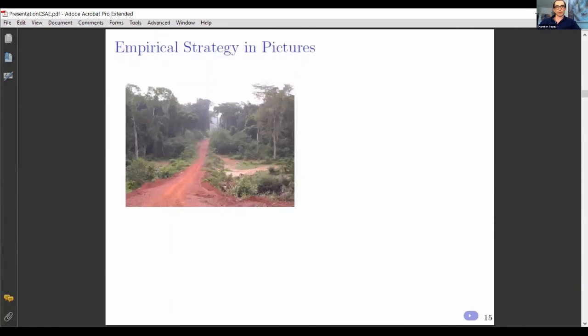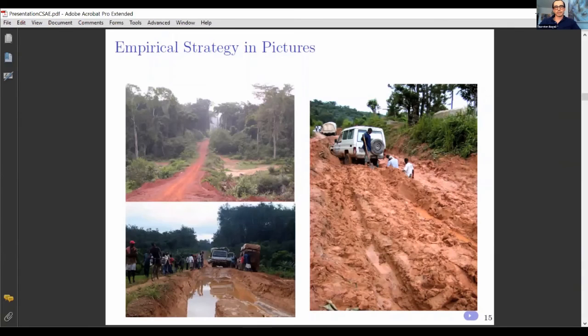And so this is the empirical strategy in pictures. Here you have a road, a dirt road. You know, it's dry. You can imagine driving there and arriving on time. And when it rains, there are potholes, you get stuck, you might have to dig yourself out. So the bottom line is it increases travel time and it increases travel costs.